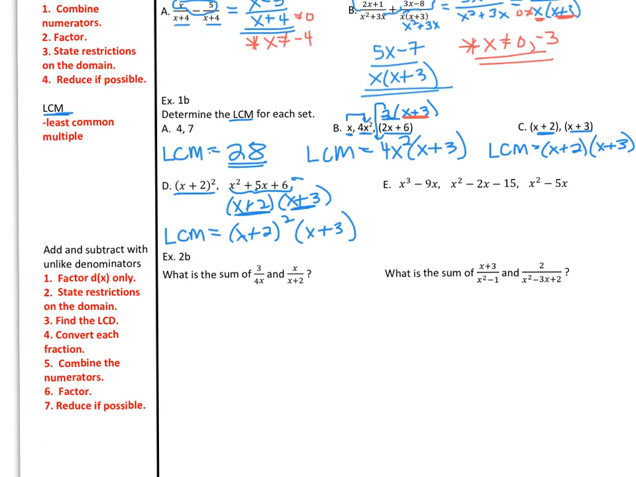In letter E, we have three separate parts. We have our x cubed minus 9x all together. We have x squared minus 2x minus 15 all together. And x squared minus 5x all together. To figure out the least common multiple, we don't want just any common multiple. We want the smallest amount possible as we create these common denominators. In that first term, x cubed minus 9x, if you factor an x out, we get x squared minus 9. And that would factor into x plus 3 and x minus 3.